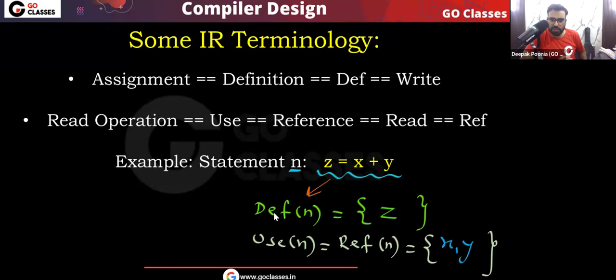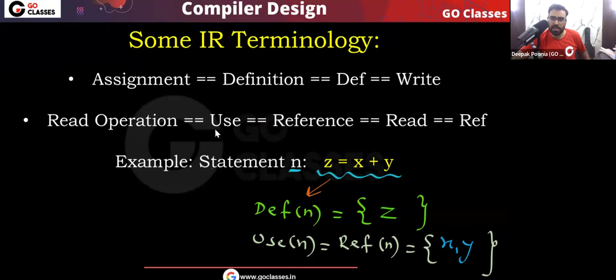Okay, so remember, for this statement, def of n means at this statement n which variables we are defining or we are assigning. And when I say use of n, it means at this statement n which variables we are using or which variables we are referring or which variables we are reading. I hope this point has become clear.